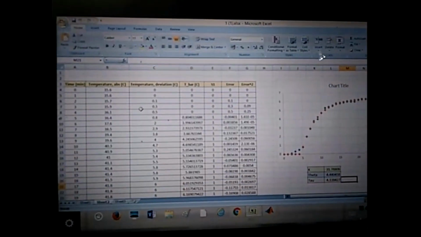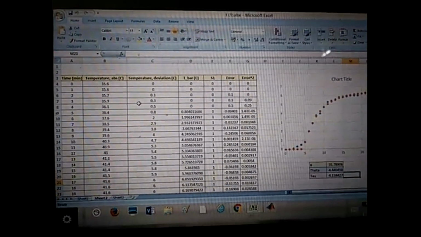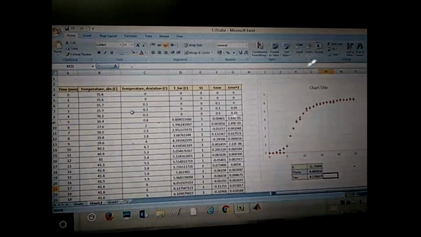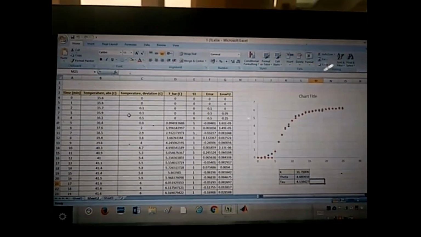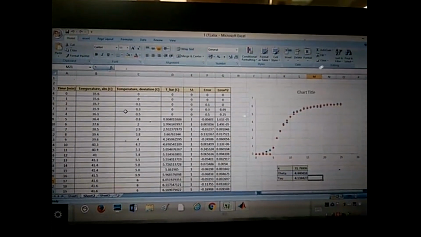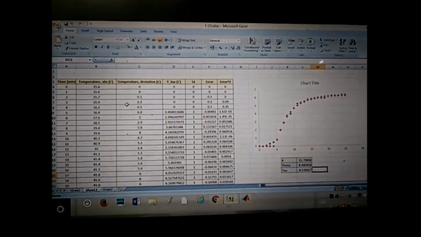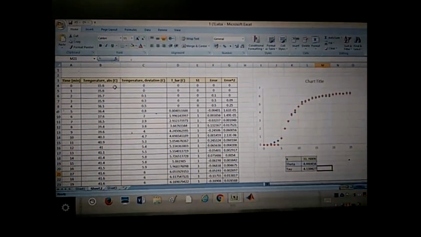Now we will show you how to get our transfer function. Right here, from our data, which is temperature ABS, temperature absolute, we will change it to deviation temperature, which is the temperature absolute minus the temperature steady state. Temperature steady state is 35.6. Then we get the data.